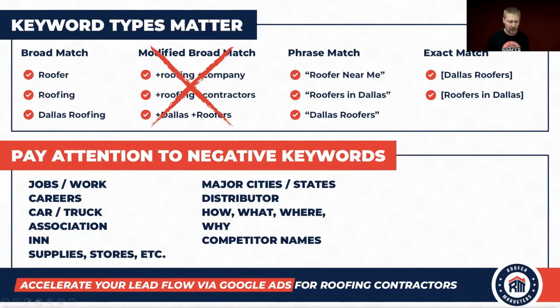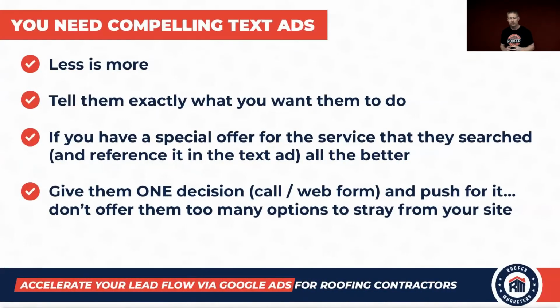The next thing you need to do, after you have determined the keywords that you're bidding on, is write compelling ad text. Google limits the characters that you're allowed to use in your ad copy, so less is more. Tell them exactly what you want them to do: call now, get a free estimate now. If you have a special offer, make sure that you reference it, like up to $2,500 off, a free shingle upgrade, or a financing offer. You want to get them to one decision and push for it. Don't offer them too many options so that they can stray and get away from what you're doing.